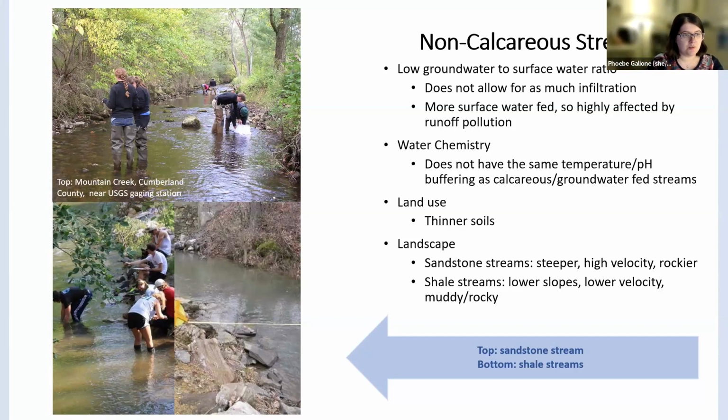Depending on where you monitor, whether or not you know this, you may be able to visualize it in your head. Sandstone streams are frequently going to be at the top of the mountain, usually in forested areas. Sandstone is silica, like quartz, and does not like eroding, which is why it tends to form the tops of things. So you'll have those rockier, steeper, faster flowing streams, really good ones for macro collection. Whereas your shale streams tend to be lower slopes, lower velocity, and more muddy and rocky.